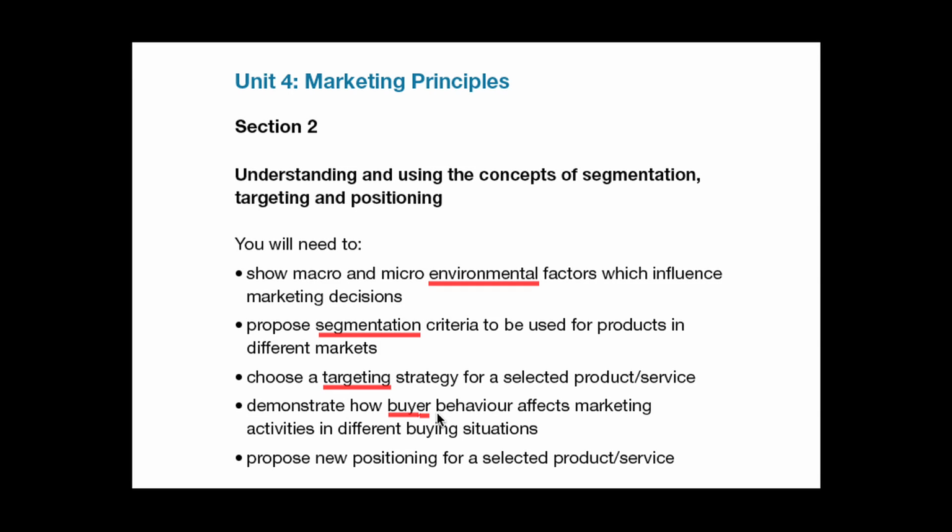I think there are a couple of things here to keep in mind. First of all, you're being asked to demonstrate the effect of buyer behaviour, so make sure you include some examples in your assignment. And remember, the bullet point is not really about how buyer behaviour affects buying, it's about how it affects marketing activity. So it's really about the marketer's response to buyer behaviour in different situations.